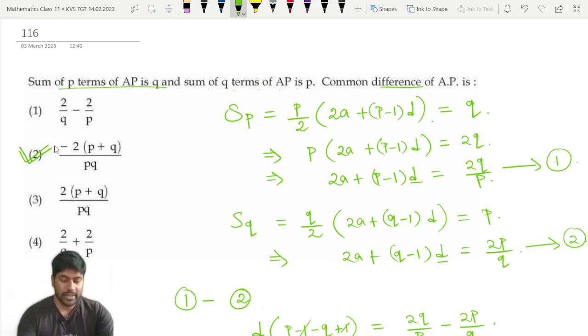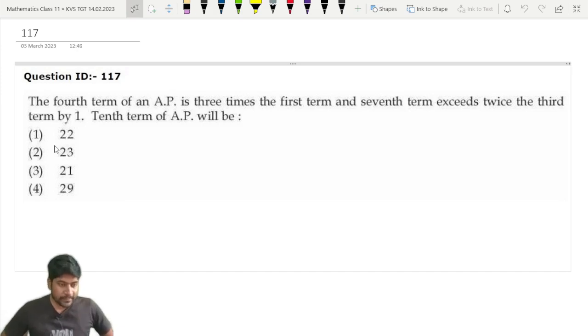So let's move to the next question. Question number 117. The fourth term of an AP is 3 times the first term and the seventh term exceeds twice the third term by 1. The 10th term of the AP is what?